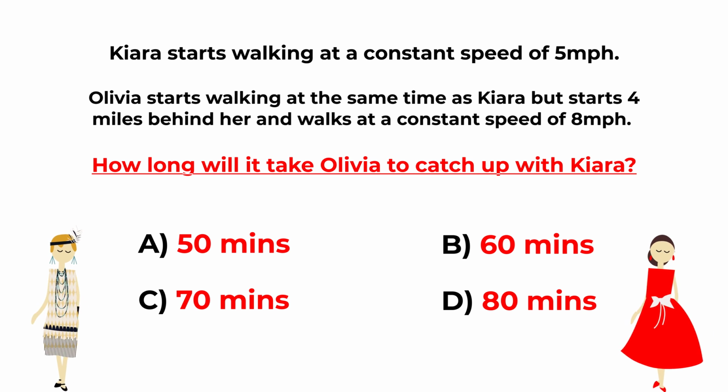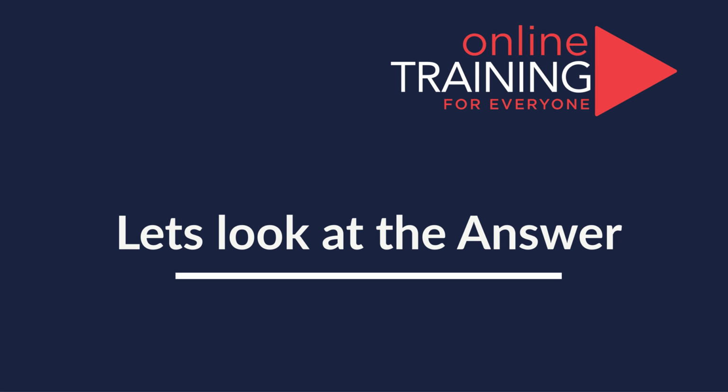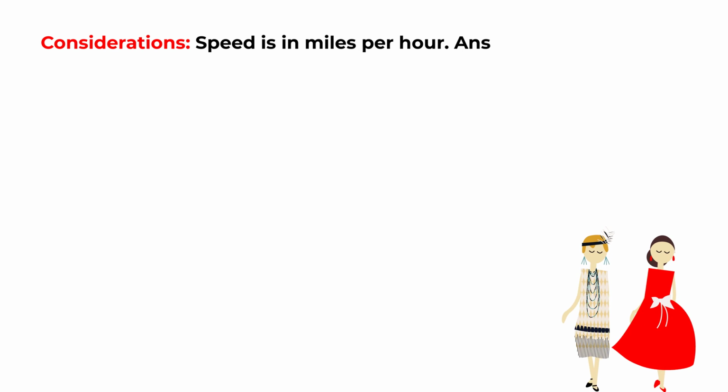Do you see the answer? Give yourself a little bit of time and think about all possible combinations. Ready or not, let's move forward and get to the correct solution together. One important consideration to help you solve this challenge is that the speed for both Kiara and Olivia is presented in miles per hour, but answers are in minutes. So at some point we would need to make a conversion.